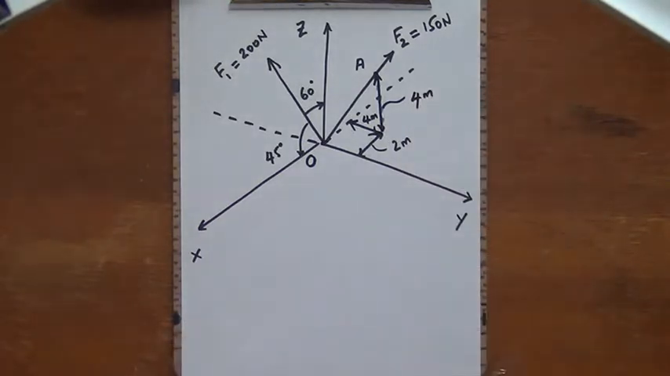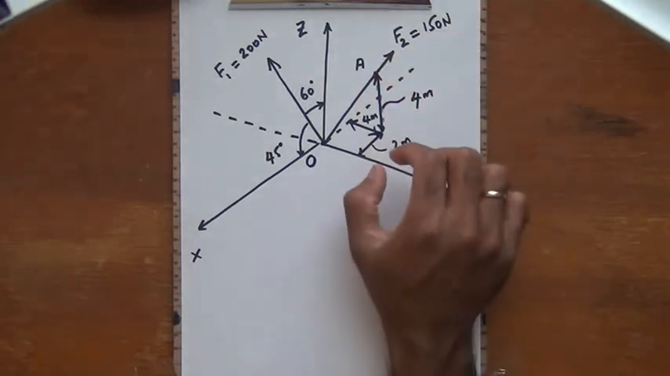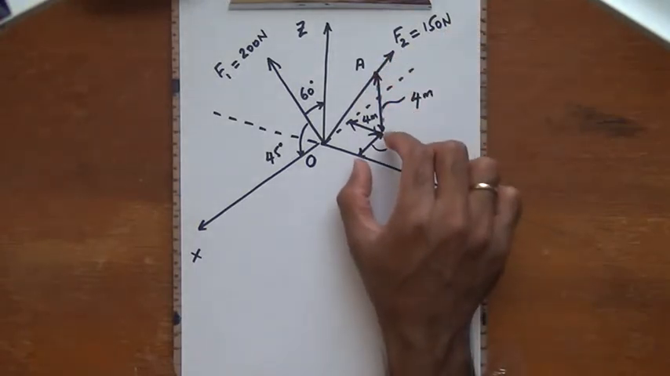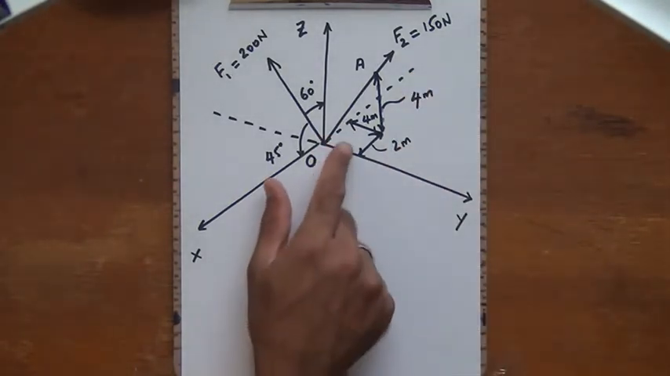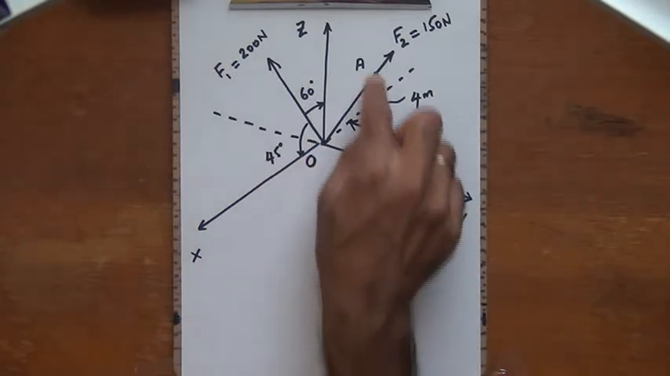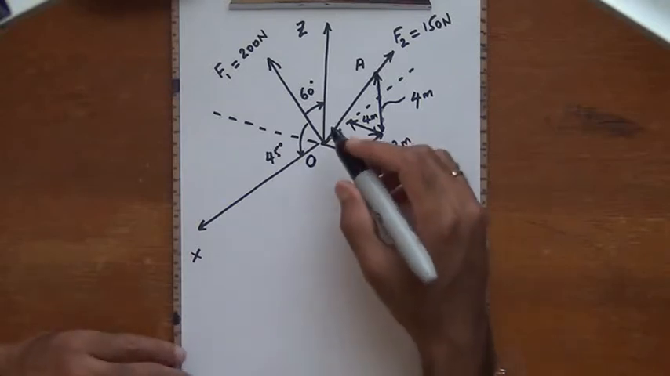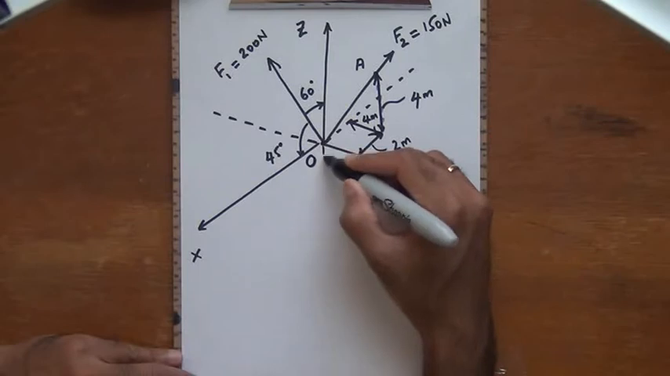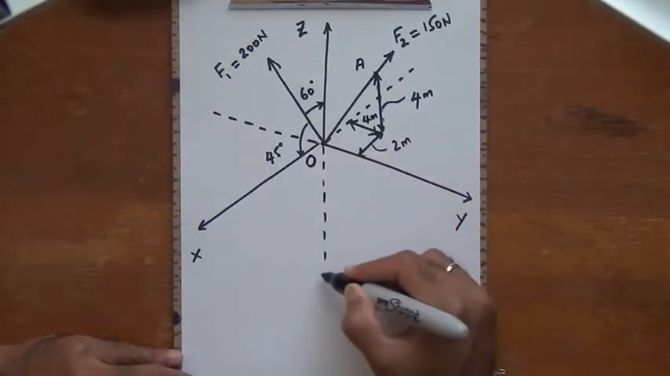4 meters. Alright, so for the point A, the location of point A, it is located at a distance of 2 meters along the negative x-axis. Now look at the negative x-axis drawn on this side. Then it's located at a distance of 4 meters along the positive y direction, and then 4 meters above the xy plane. And then I have the third force given to me. I'm going to extend the negative z direction right here. So this is the negative z direction.